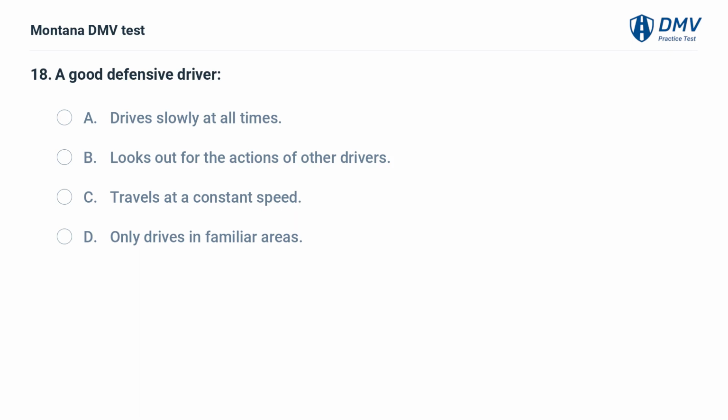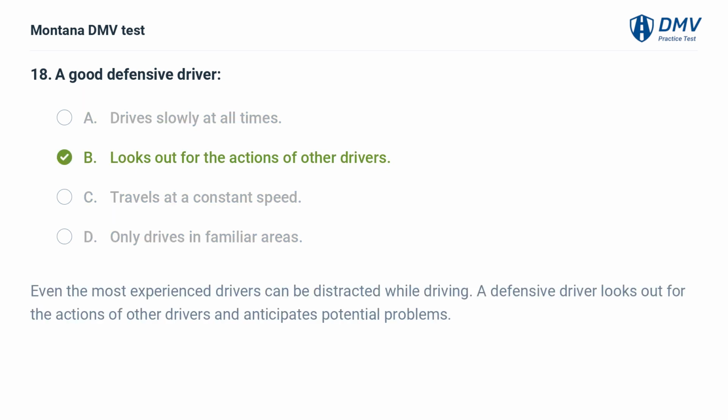A good defensive driver. A. Drives slowly at all times. B. Looks out for the actions of other drivers. C. Travels at a constant speed. D. Only drives in familiar areas. B. Looks out for the actions of other drivers.